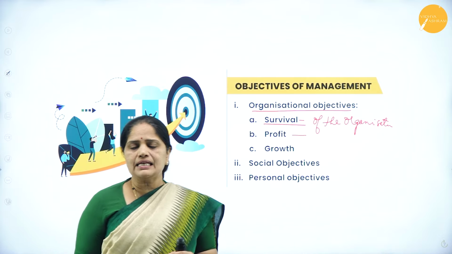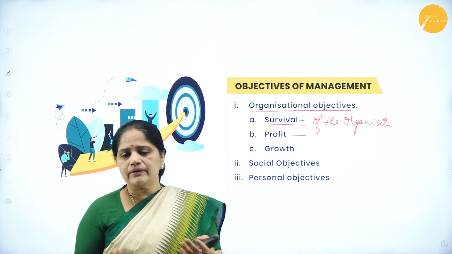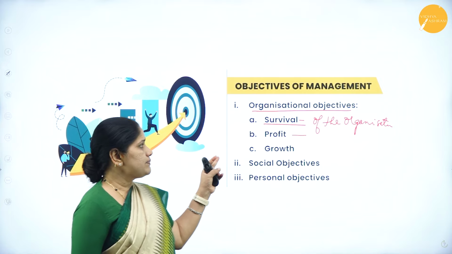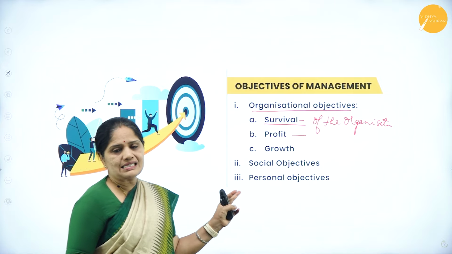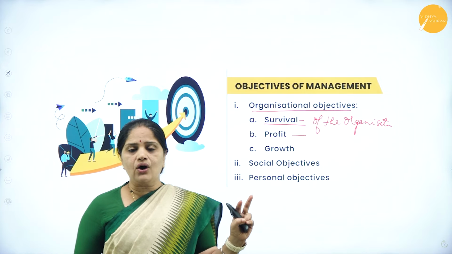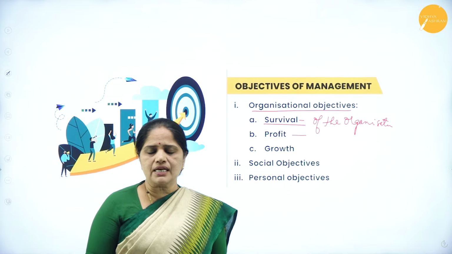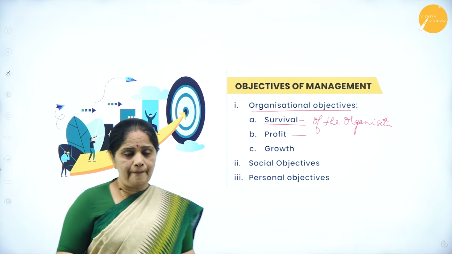The losses will just start eating into the capital, and as a result, at the end of the year, the owner of the organization will be in a loss. So profits are necessary for the survival of the organization. Until and unless the organization makes profits, it cannot move ahead. So the second objective of the organization is making profits. Profit is the ultimate motive of every business.